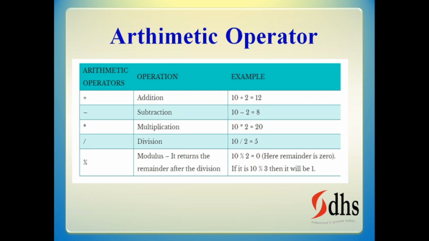Usually we use these for calculations. Plus is addition, minus is subtraction, star, the asterisk, is multiplication, slash is division, and the percentage symbol we are using for modulus. Modulus always gives the remainder. You can give 10 mod 2. You can see that 10 mod 2 here. It will give 0. Whereas 10 mod 3, the remainder will be 1. That is 10 mod 3.